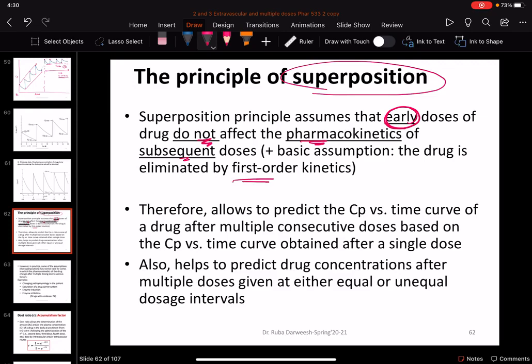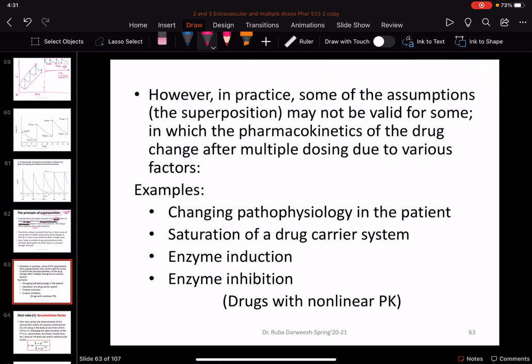And why this principle is very important. Again, we are talking about linear kinetics, and accordingly the kinetics of each and every dose is not affected by previous or subsequent doses' kinetics. And this is very important because we can use the kinetics that we already know from a single dose to determine or extrapolate whatever we need to know about the multiple doses.